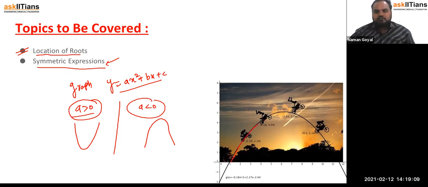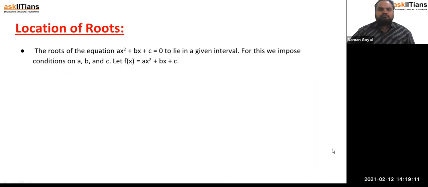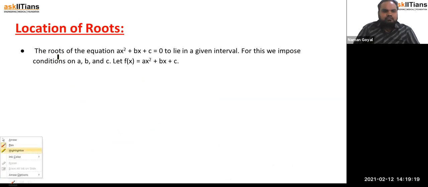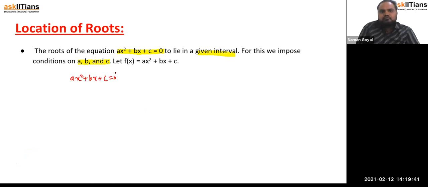If you see, this graph is a parabola. Now, what is the meaning of location of roots? The roots of the equation ax square plus bx plus c lie in a given interval. For this we impose conditions on a, b and c. So if there is a quadratic equation ax square plus bx plus c equals 0, and the roots of this equation lie in a given interval.